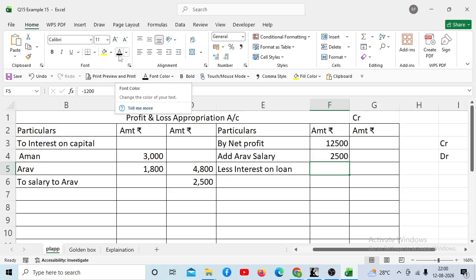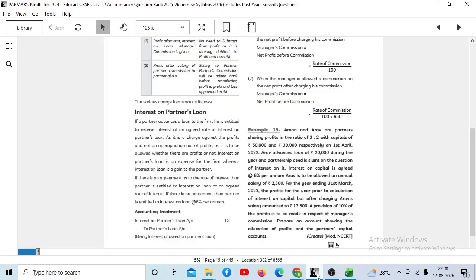Here it is coming 1200. No, no, sorry. It will be calculated on the loan amount. What is the loan amount? 20,000. Right? On 20,000 calculate 6%. 1,200. Yes, 1,200 is correct.